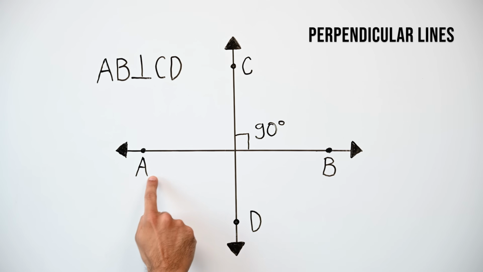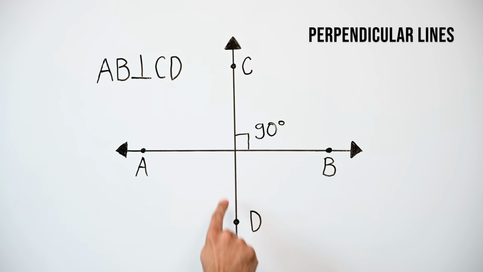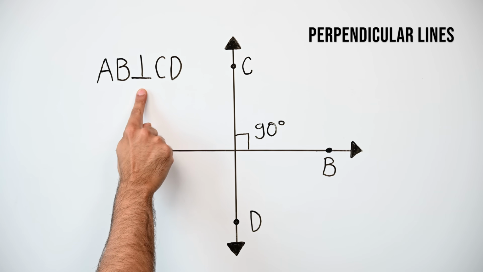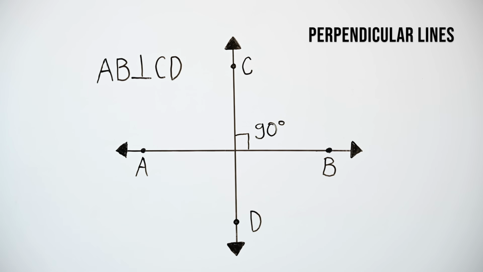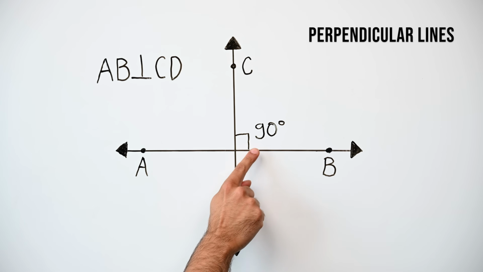Others can cross in a very specific way. For example, at a perfect 90-degree angle. These are called perpendicular lines, and they are written like this. They form neat right angles where they meet.